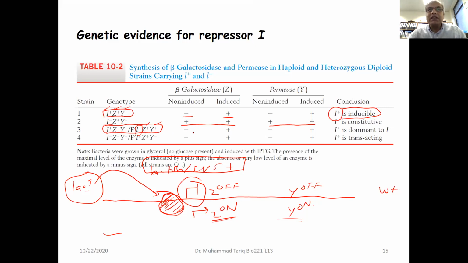What should be the phenotypes? Based on the phenotype, there will be a big conclusion. The phenotype turned out when you had I minus, Z plus and Y plus, they both are still inducible. It means I plus is dominant over I minus. If you remember, in the absence of lac I, Z and Y were both constitutively active, but they become inducible in the presence of wild type, which means I plus is dominant over I minus.